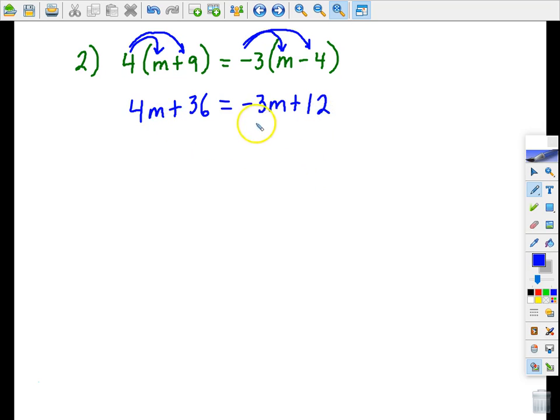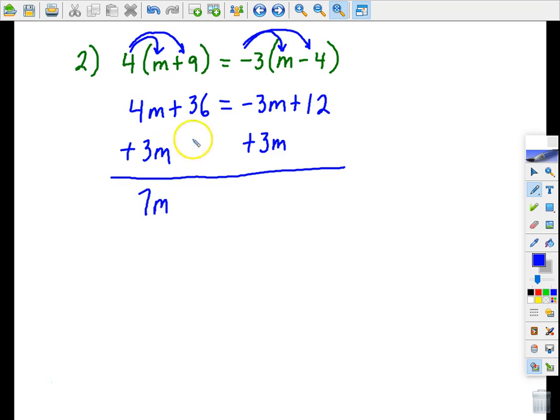Okay, it's necessary to put the m variable on one side of the equation only. So thinking about our little expression, the smallest of the m terms is this negative 3m. The opposite of subtracting 3m is adding 3m. So I'm going to do that on both sides. Lining up the like terms. 4 plus 3m is 7m. Bring down plus 36. This would create 0, and then I'll bring down the 12.